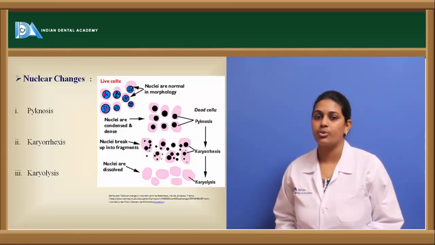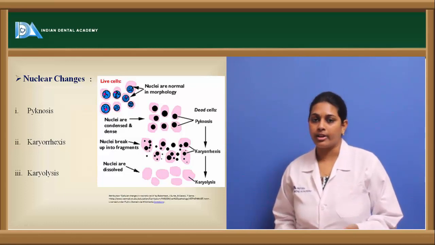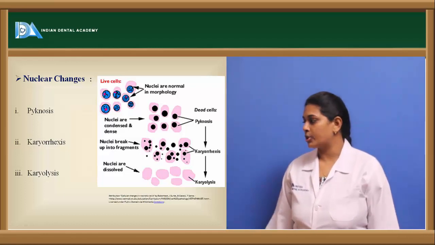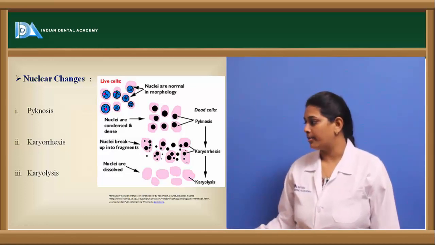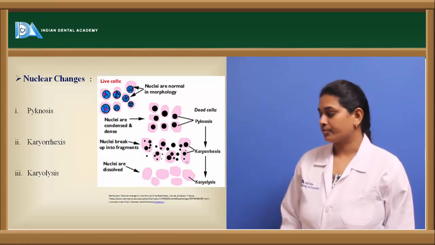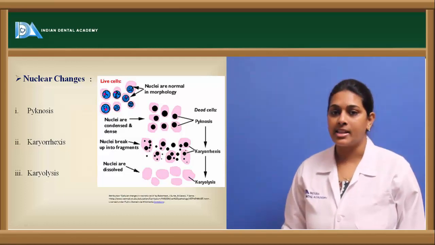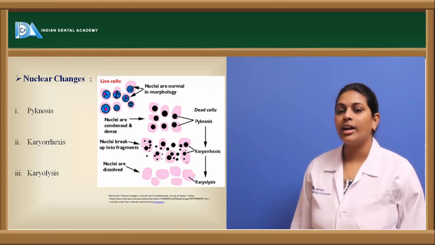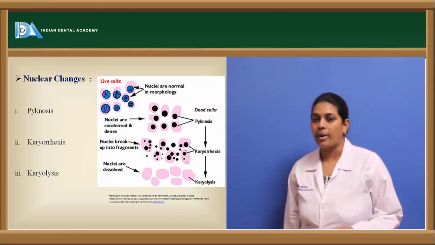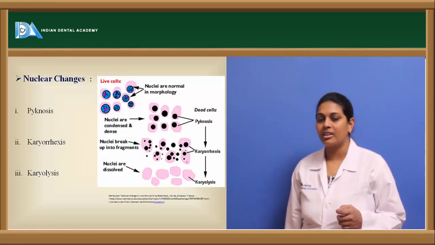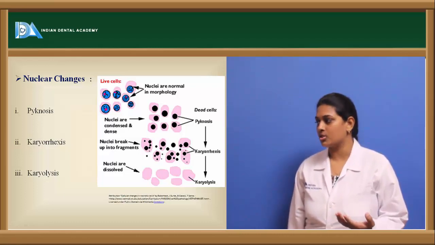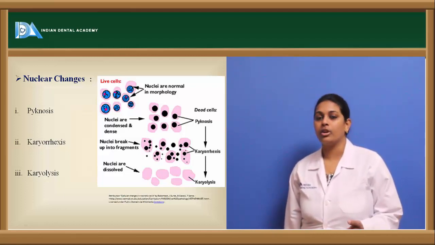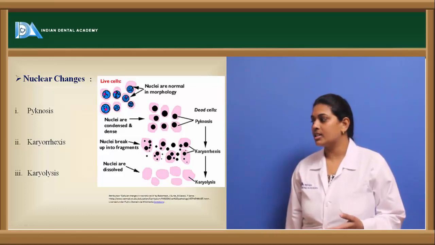Coming to the nuclear changes, which are the most important part of the necrotic cell, the changes can be easily explained through a picture representation. The first picture shows the blue colored structures, which are the live cells. That is, the nuclei with a normal morphology showing chromatin in a thread-like form, which further condenses to become chromatids in the process of cell division.